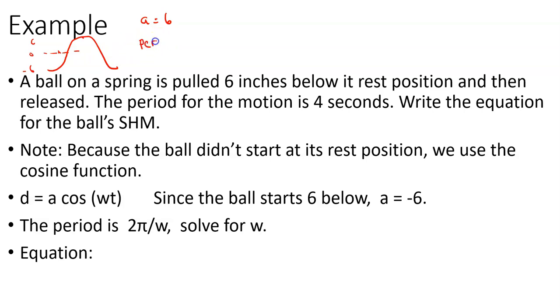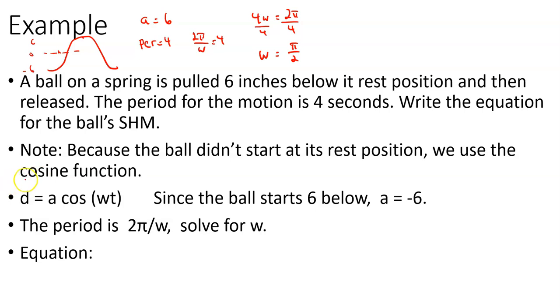So if the period is 4, remember we said the period was 2 pi over w? So multiply both sides by w, and you get 4w equals 2 pi. Divide both sides by 4. 2 pi over 4 simplifies to pi over 2.